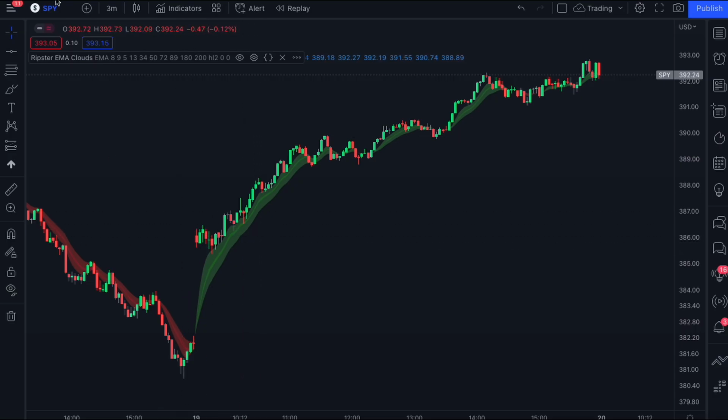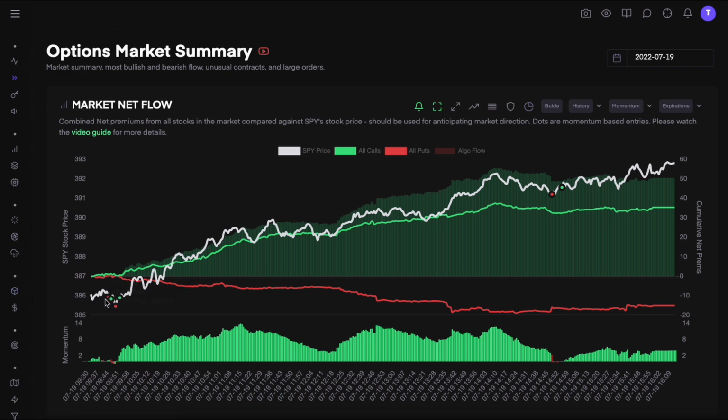Once we started the day, you can see the pretty nice chop here. We did not have a clear direction, but at around 10, you can see the calls started to go up, which means more call buying, and puts started to go down, which means more put selling. Both of these are bullish signals, and let's quickly talk about why.